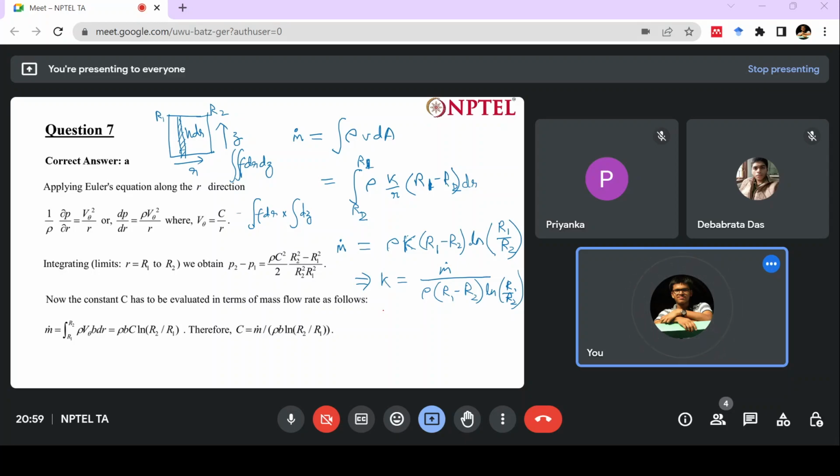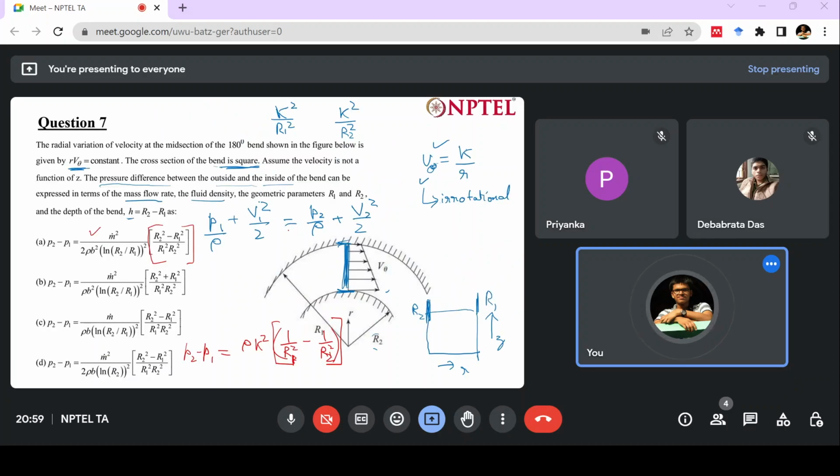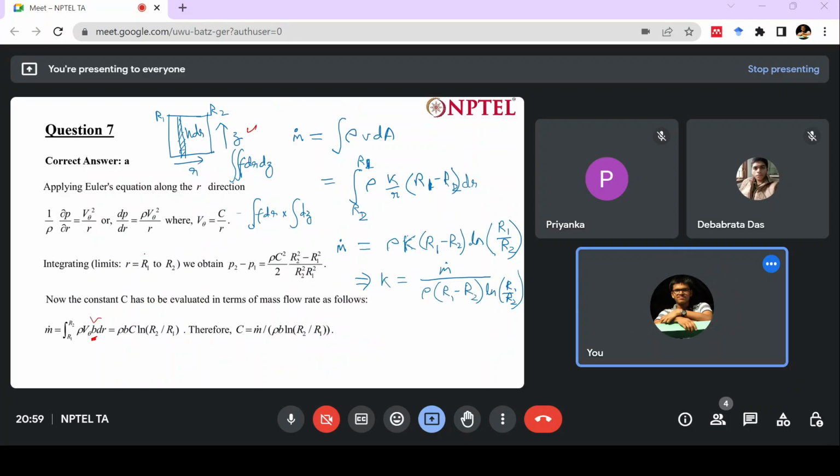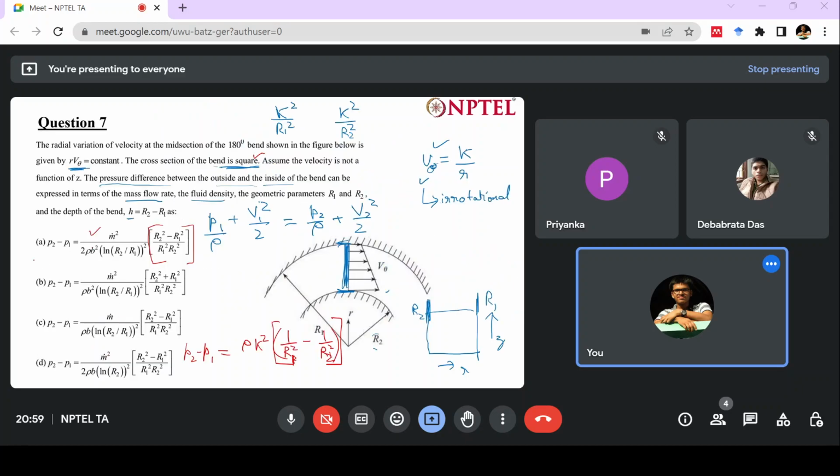Yes, you can see the b is taken as the width. So this width that we had taken in the z direction, they have taken. So definitely r1 minus r2 is taken as b. So b is a square, so b is basically r1 minus r2. So option A should be the answer.